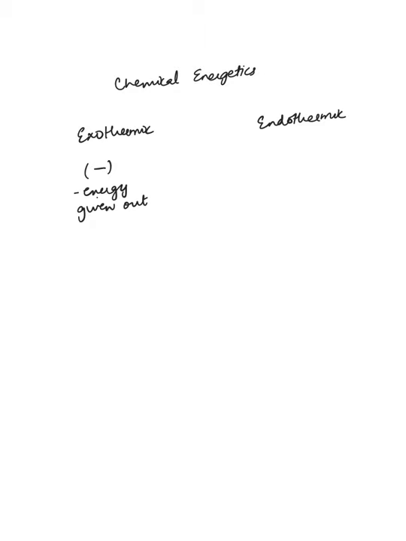In this, the temperature will also increase because heat is given out. Energy given out means it's in the form of heat, so hence the temperature also increases. If we were to make an energy profile diagram for exothermic reactions, if this is the enthalpy or energy, and if this is the reaction progression, so an exothermic reaction would somewhat look like this.